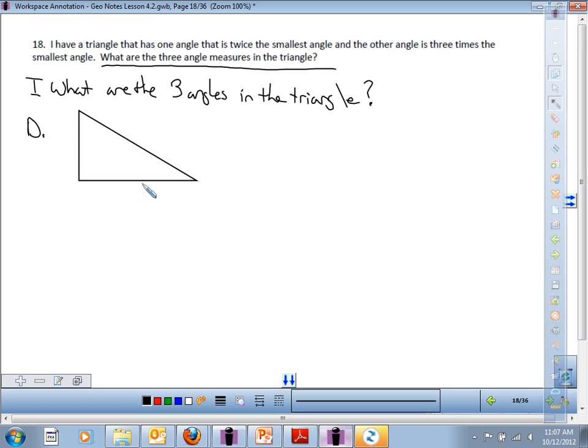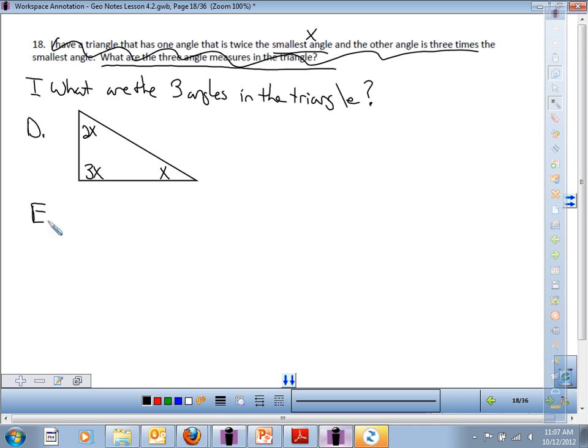Now, D, defining what we know. To define what we know, we're just going to put it in the drawing since we're talking about a drawing. I have a triangle that has one angle that is twice the smallest angle. I don't know the smallest angle, so I'm going to call that X. So we'll call this guy X. And the one angle is twice that, so I'm going to call this guy 2x. And the other is 3 times that guy, so I'm going to call that 3x. Okay, that's everything we have in that question. We don't need this stuff up here anymore because we have everything right here.